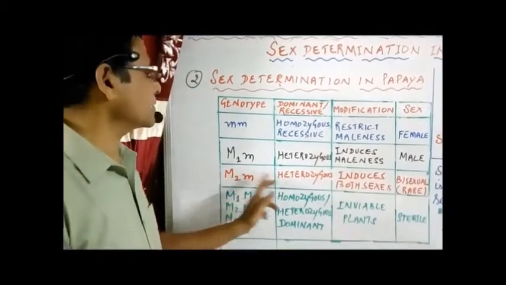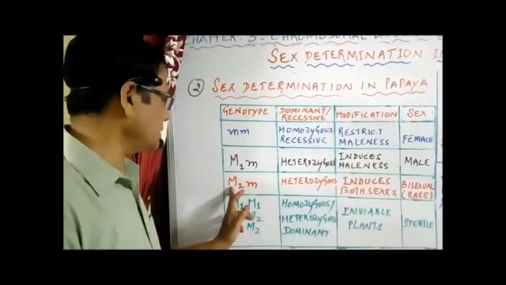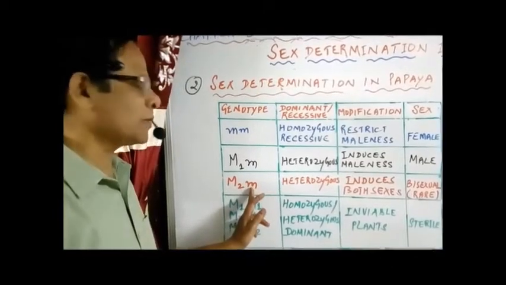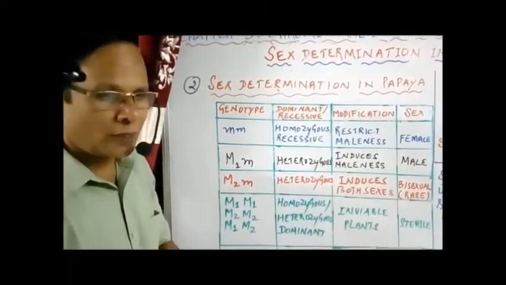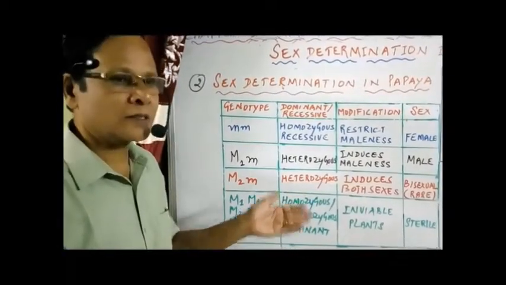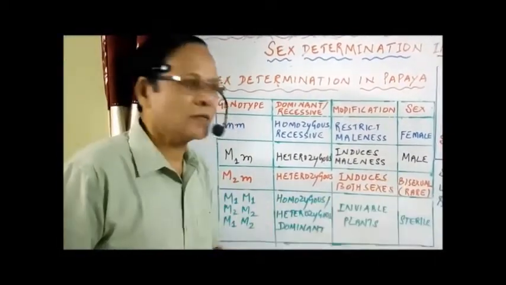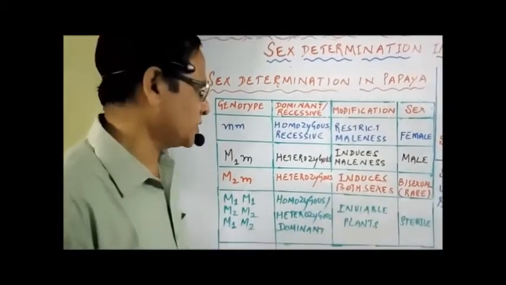Suppose you have another heterozygous condition with the dominant gene M2 and a recessive gene M. That one induces both sexes; both male and female organs are developed, and such a plant is called a bisexual plant, which is rare in nature.